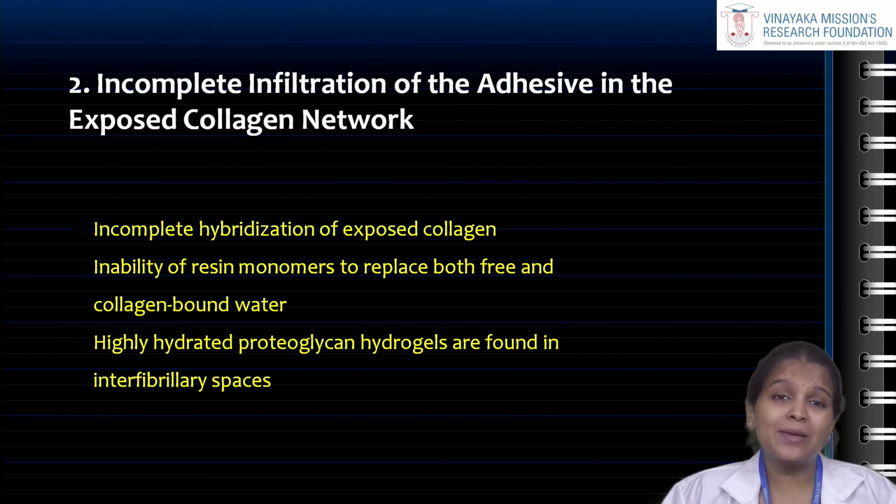So bis-GMA, being a high molecular weight monomer, stays at the top and only the low molecular weight monomers penetrate deep. So ultimately what happens is there is a reduced strength of the hybrid layer that is formed, because only low molecular weight resin monomers are being penetrated deeper. So this also leads to failure of the hybrid layer.